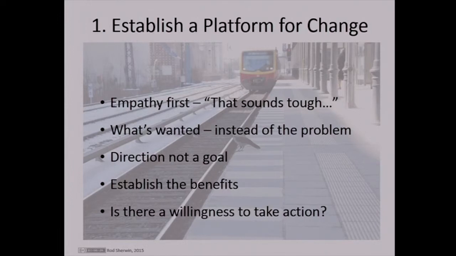So this last one, is there a willingness to take action? Because sometimes people are happy to complain. Good, listen to them, empathise with them, and then ask. So in the course of our conversation, if we were to come up with a couple of small actions, would you be willing to take them? If the answer is no, stop there. Seriously, save yourself the hassle.